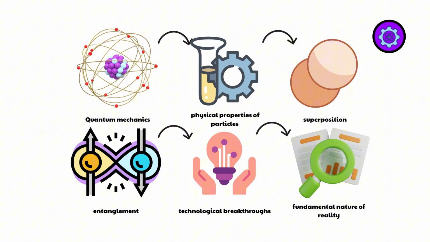The famous Schrödinger's cat thought experiment illustrates this principle, where a cat in a box can be considered both alive and dead until observed. This concept, known as superposition, challenges our classical notions of reality. Another key principle is entanglement, where particles can become correlated in such a way that the quantum state of each particle cannot be described independently. Einstein famously referred to this as spooky action at a distance, highlighting its departure from classical physics.